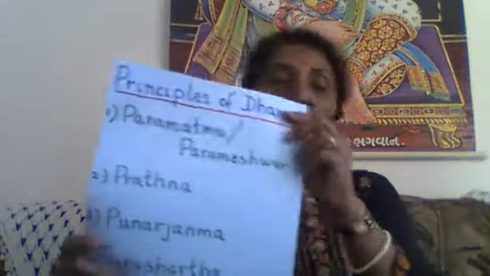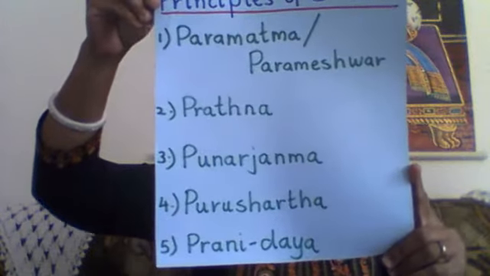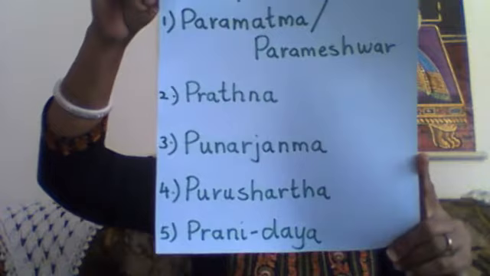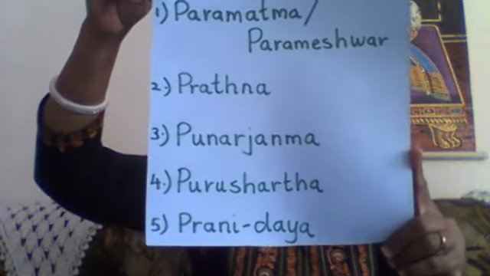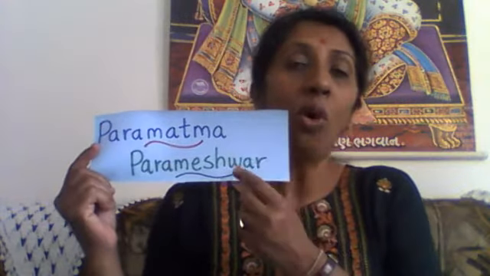So let us look at the 5 main principles of Dharma which all the people in the society follow. Today, these are the 5 principles. The first principle is Paramatma, which is also known as Parameshwar. Then we look at Pratna. The third one is Punar Janma. The fourth one is Purushartha. And the fifth one is Pranidaya. Now, I shall give you the meaning of all the 5 principles, and then we shall look at each principle on its own. Now, let us look at the first principle, Paramatma or Parameshwar.